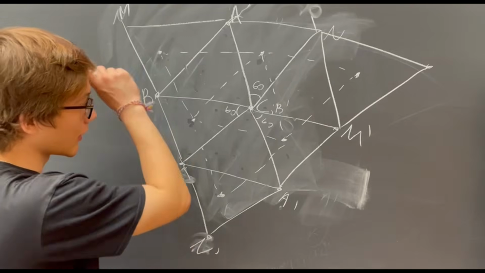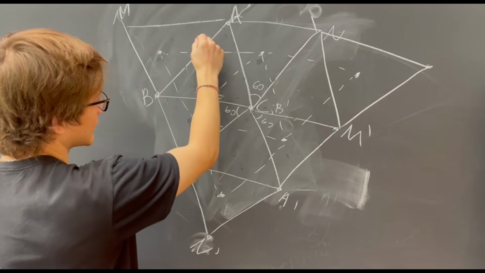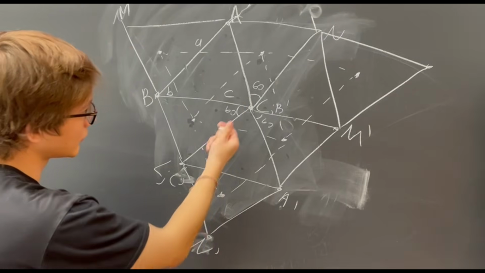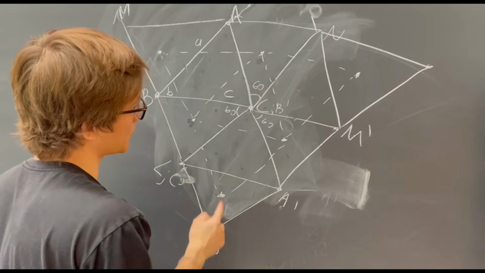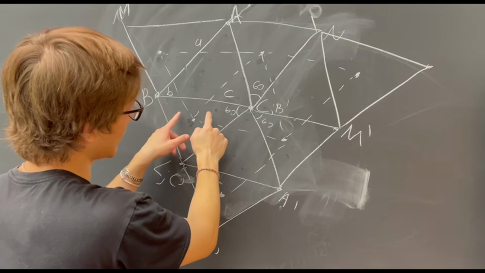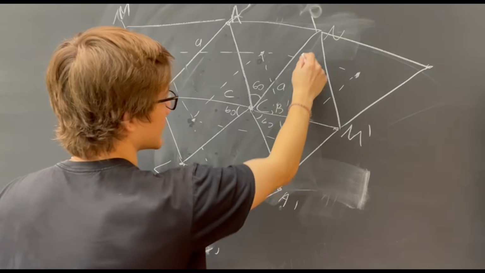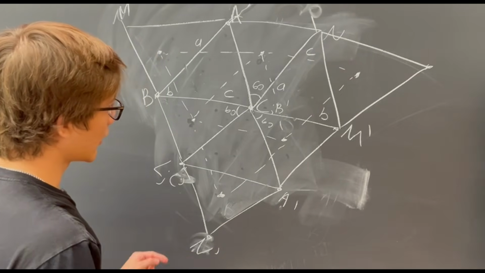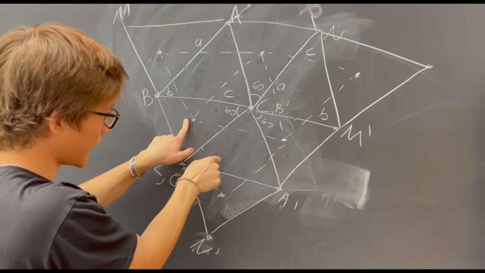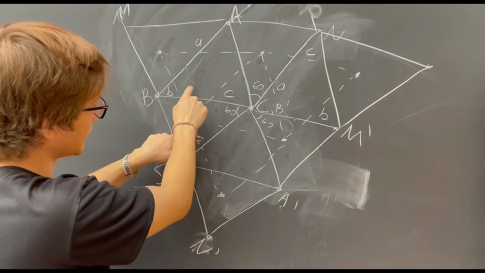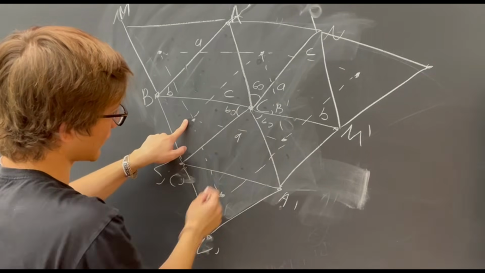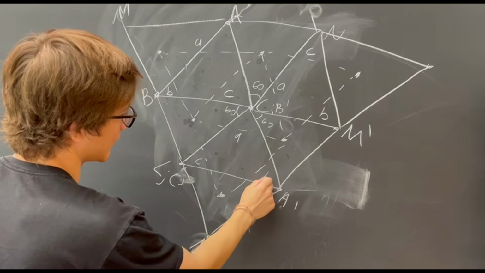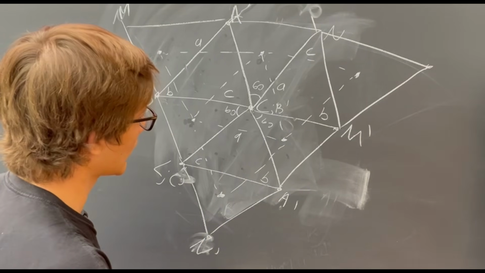So if we say that this side is A, this side is B, and this side is C, after rotating around this vertex, we would say that this side is A, this side is C, and this side is B, right? Respectively, if we do the same thing for this triangle, we'll get that this side is A, this side is C, and this side is B.